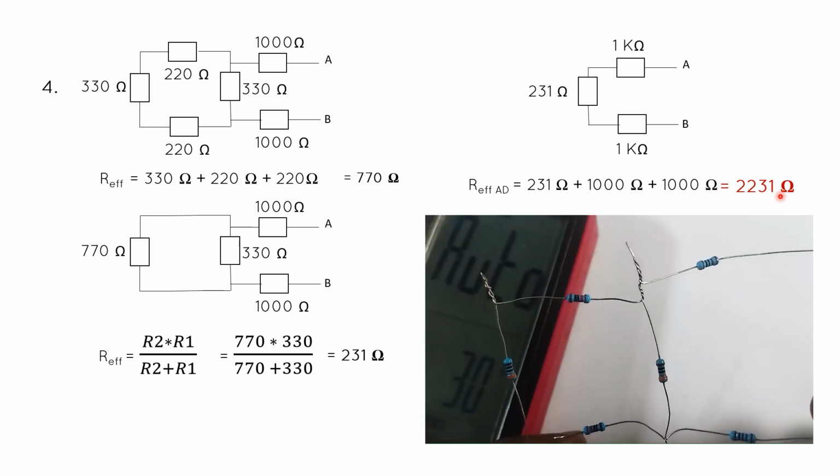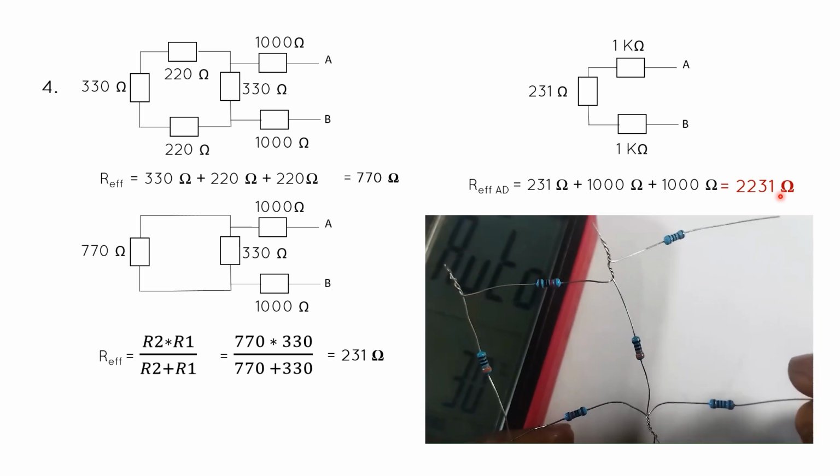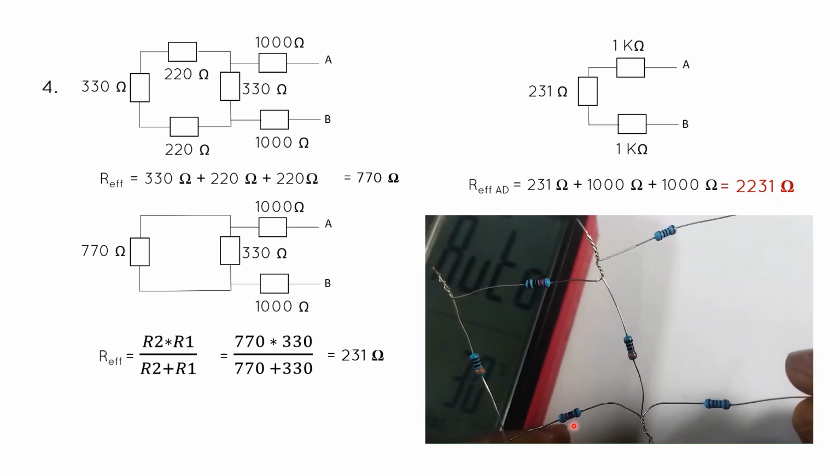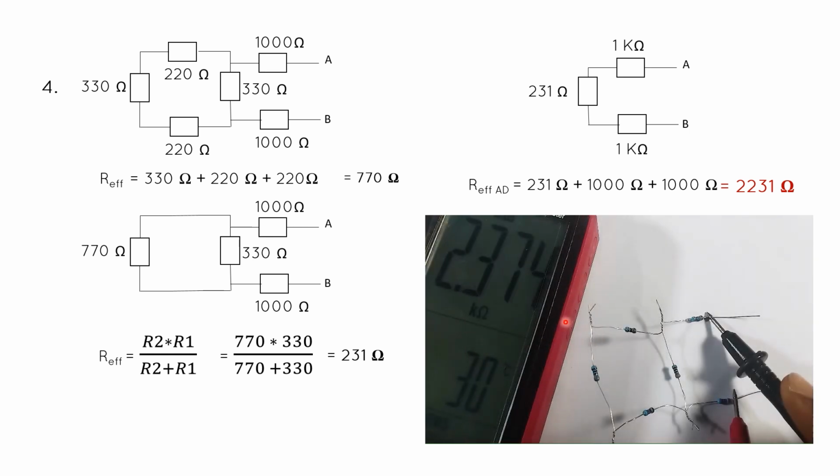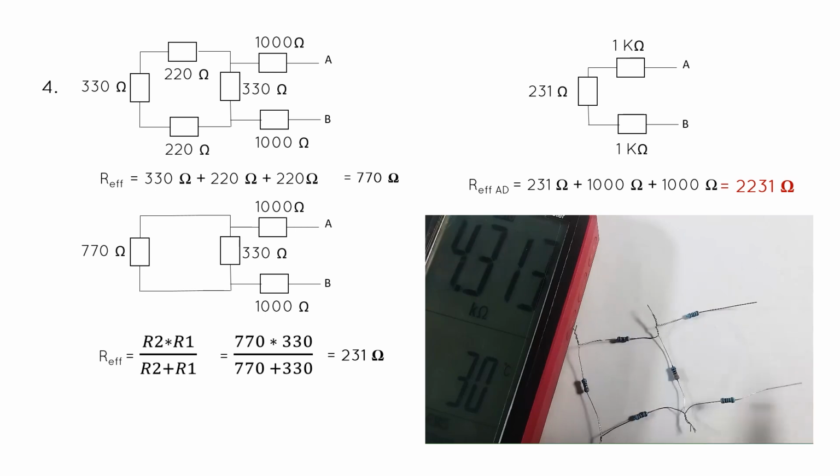Okay, so let's try the same thing with resistors. You can see we have 220, 220, 330, 330, 1K, 1K. All right, so if we find effective resistance, we have 2.225. So that's very close to what we got. That's how we solve for effective resistance from combinations of resistors.